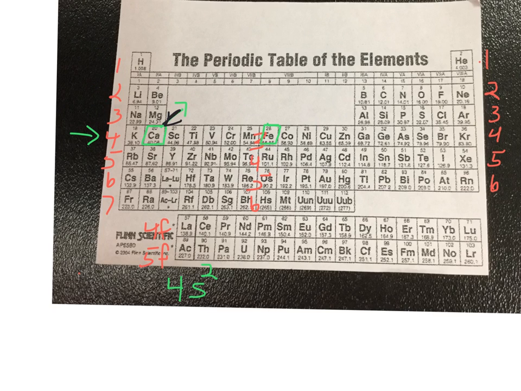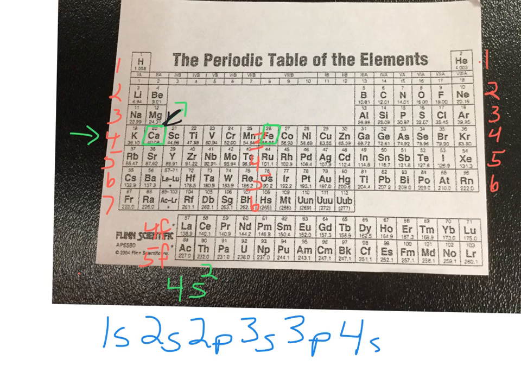So when you look at your actual configuration, I have 1s, 2s, what's next? 2p, 3s, 3p, and then 4s. And 4s2 is where I stop, right?